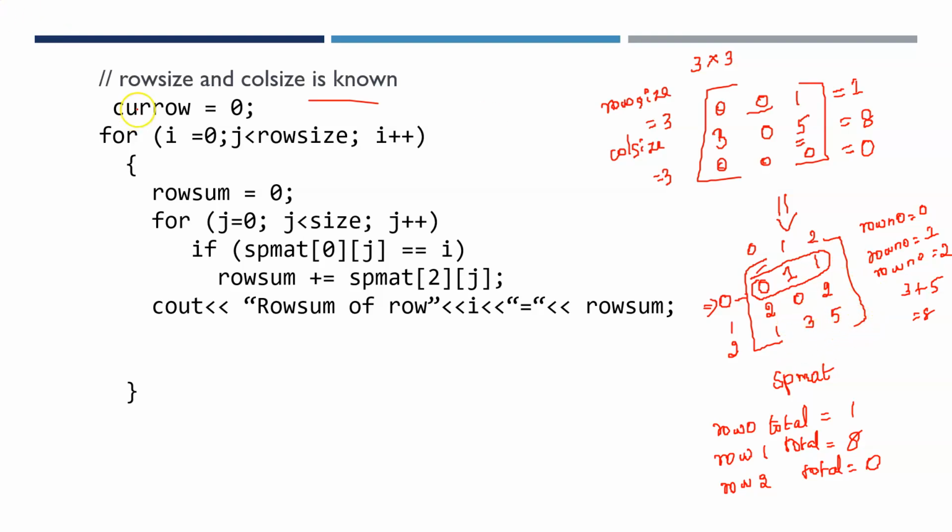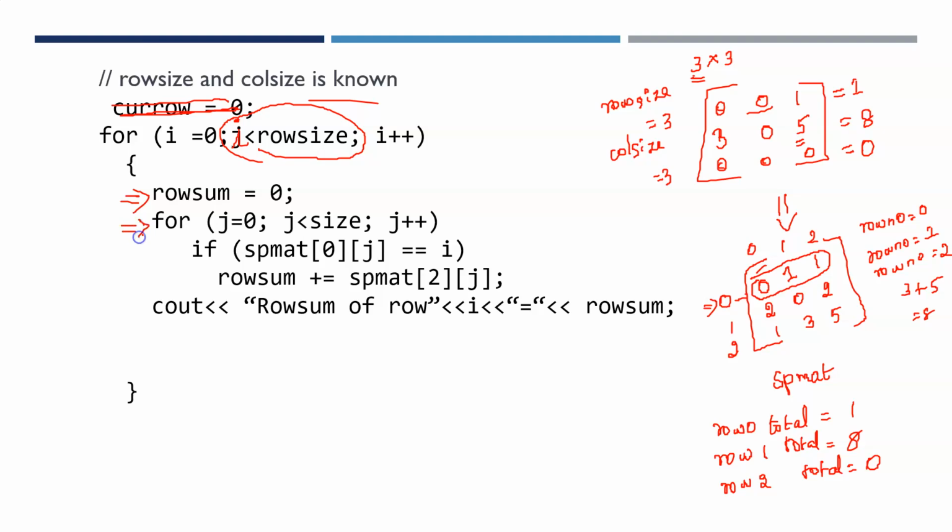So this code will simulate that. This loop is for the original matrix row size. How many row totals do you want? In the original matrix we have 3 rows, so for 3 rows I want a row total. Then I check each non-zero element. Initially I make the row sum 0, because for each and every row I have to start the count afresh. So I perform row sum equal to 0 here.